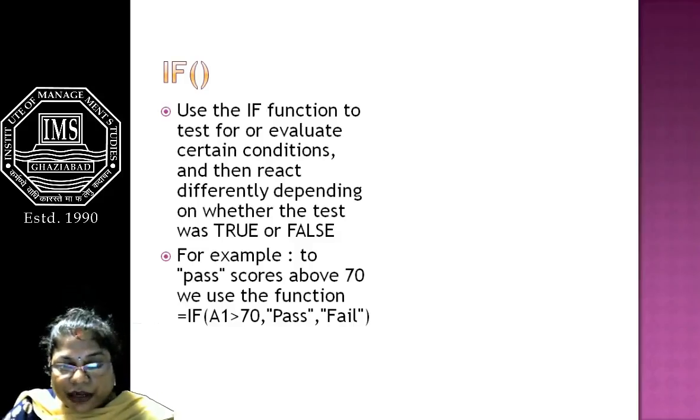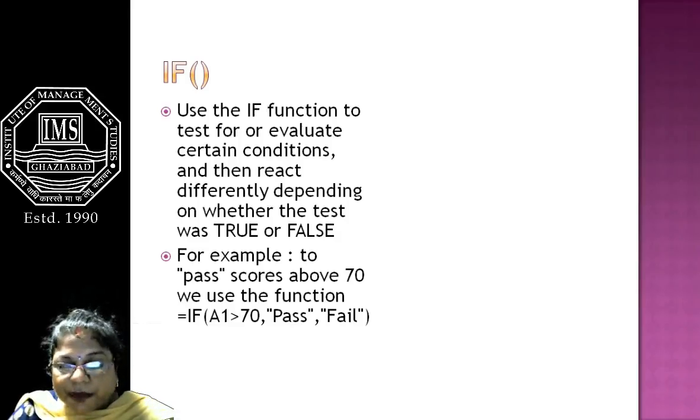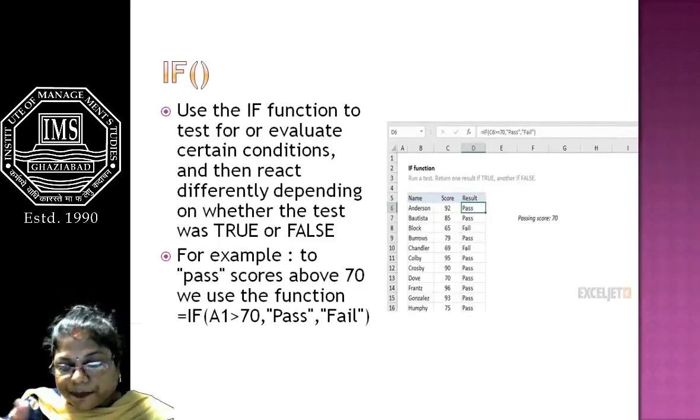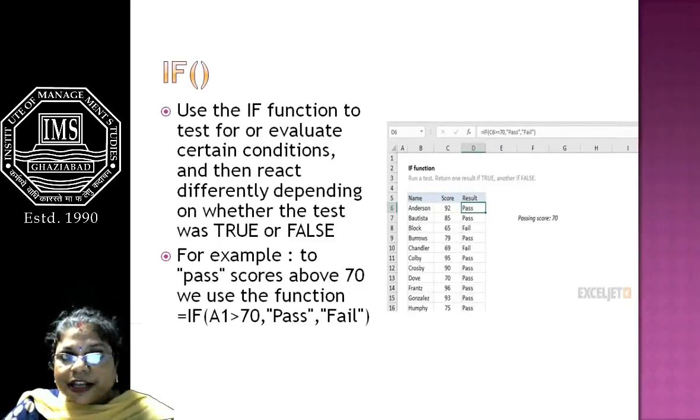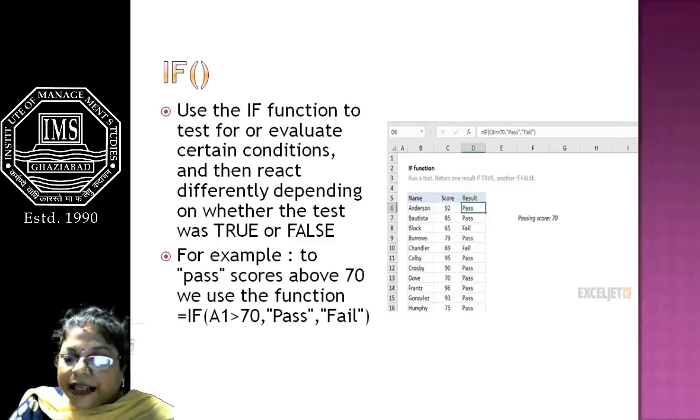For example, if we want to place the result as pass for above 70%, otherwise the result is fail, then we can use the IF function as: if A1 is greater than 70, and the result is true, then pass will be printed. If the result is false, then fail will be printed. As in the example, in the first cell we give the formula and then we copy the formula into the corresponding cells to evaluate the results.